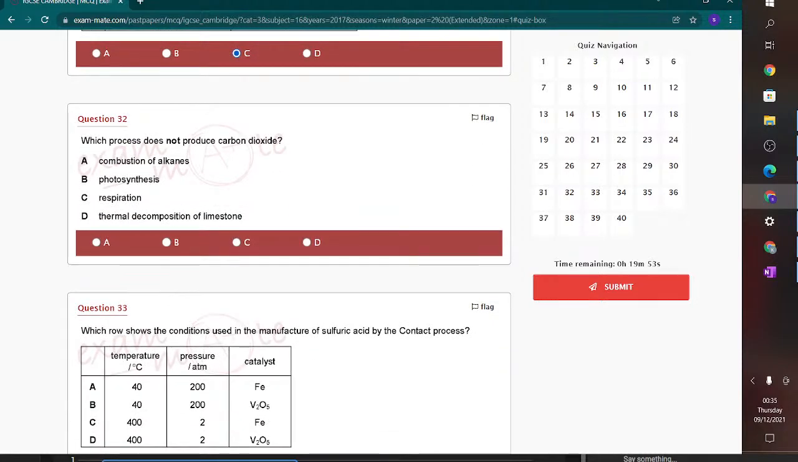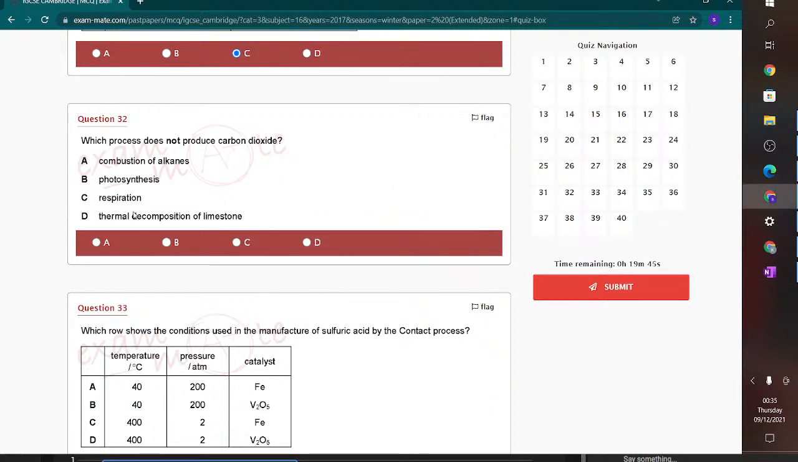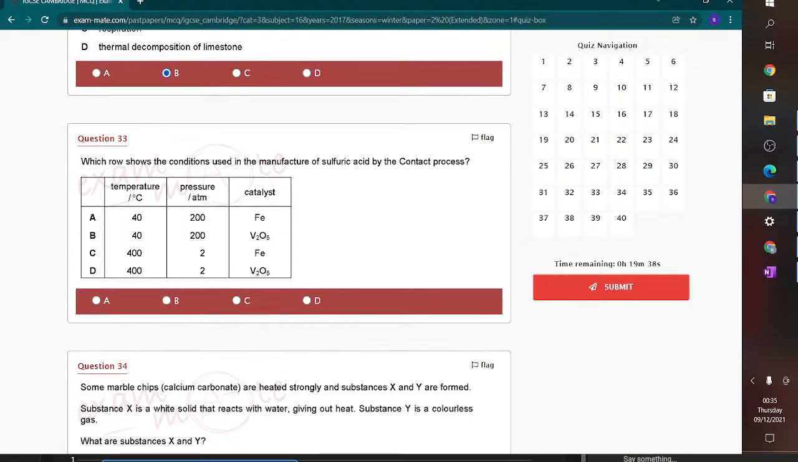Which process does not produce carbon dioxide? Photosynthesis uses carbon dioxide. Answer is C. The answer is B. My bad.